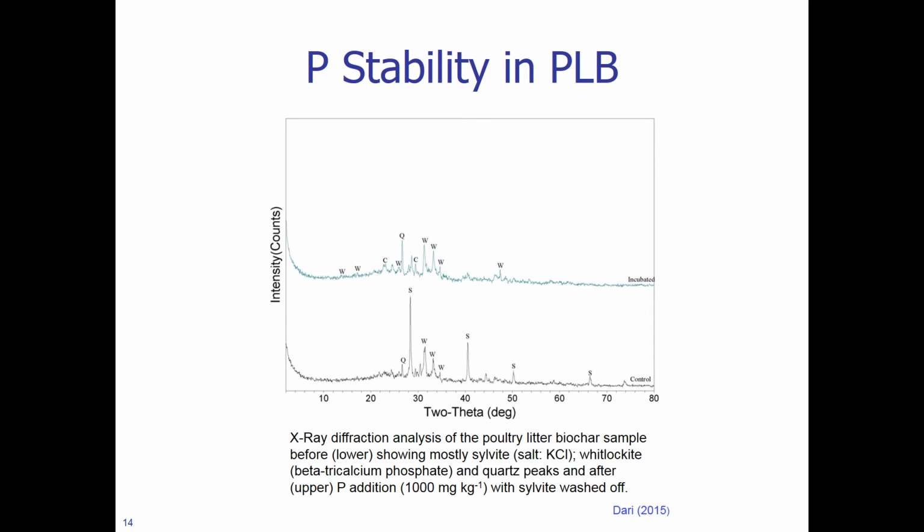And what do we notice? The sylvite was washed off. Of course, that's the salt, so that's not a problem. And we saw mainly quartz peaks, right? And also, interestingly, we have what is known as whitlockite. Whitlockite is a mineral. It's a beta tricalcium phosphate mineral, but it has a slow phosphorus releasing property. All right, so it doesn't mean there is no stable crystalline P form. We have whitlockite, which is a sparingly soluble form.